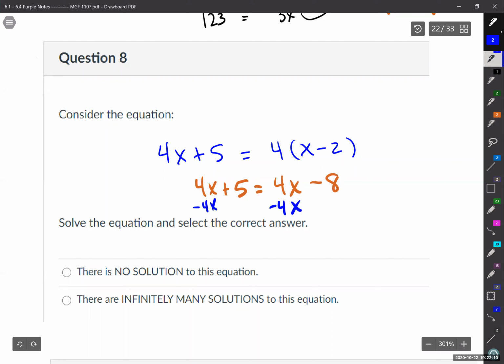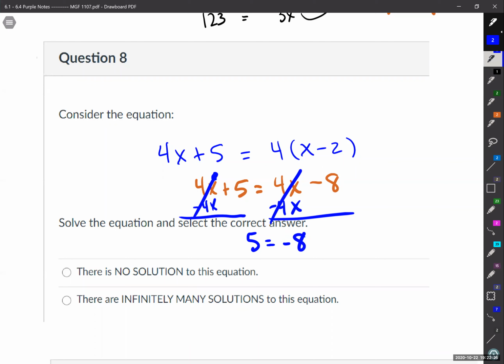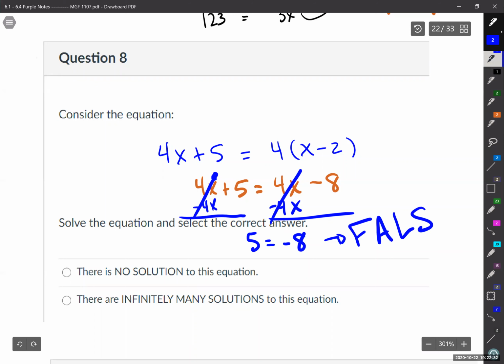And as I do, my goal was just to cancel it from this side, but since I had the exact same value on the other side, do we agree that cancels as well? So we get down to 5 equals negative 8. We ask ourselves, is that true? Is 5 really the same as negative 8? Good. No, definitely not. That is false. And whenever you get a false statement as you're solving, that means that really there's no solution. This is a case where these equations should have never been set equal to each other. There is no such x that would ever make 4 times x plus 5 equal to 4 times x minus 2.